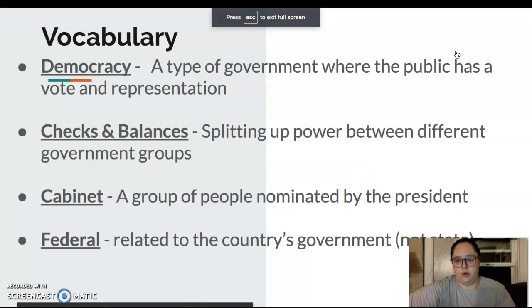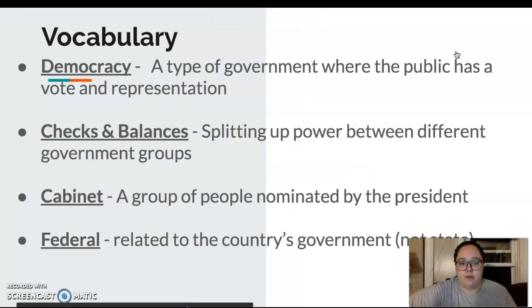Okay, so here's some vocab for you. A democracy is a type of government where the public has a vote and representation. Checks and balances are how we split up power between different government groups. I'll explain that more throughout this slideshow, but basically we don't want one person to have so much power in our government. So we split up the power and we have different parts check on each other to make sure that they're doing their job. A cabinet is a group of people that is nominated by the president, and they help him make decisions, they give him advice. And federal, again, is related to the country's government, not state.